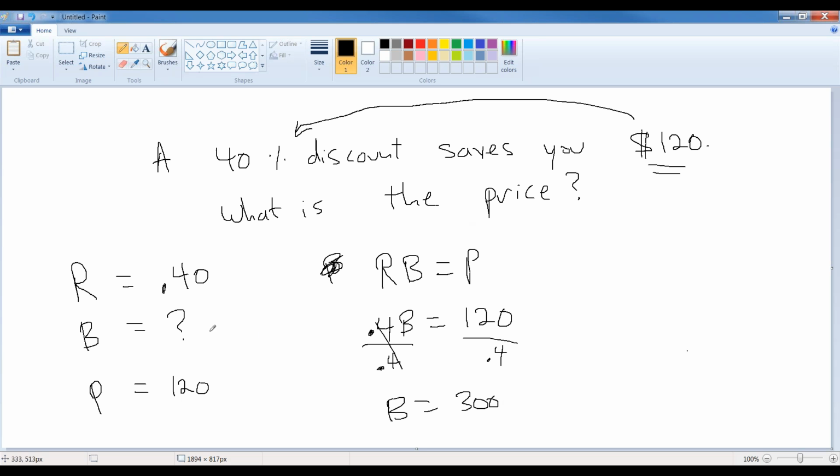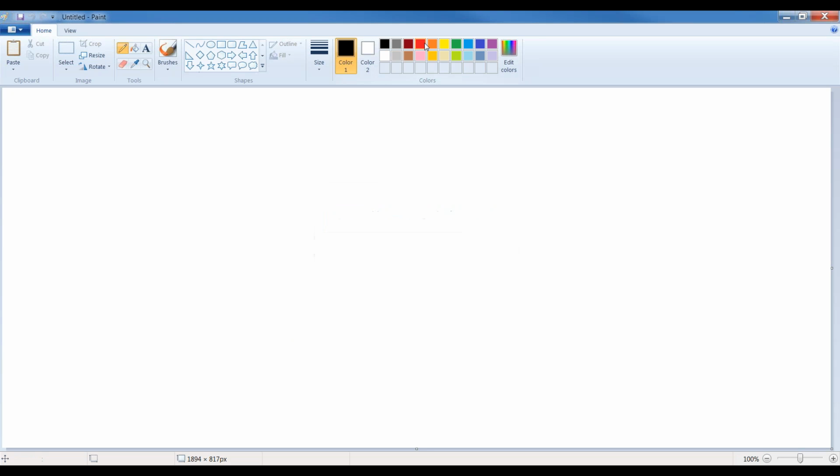Sometimes you might be given the base. Let's take another example. Let's say something's being sold, whatever it is, doesn't matter what it is, for a 30% discount, and the original price was $500. What's the sale price? And we want to know what is the sale price.